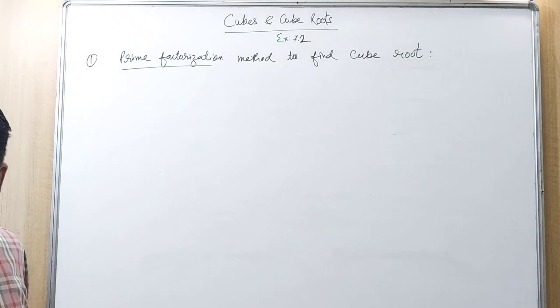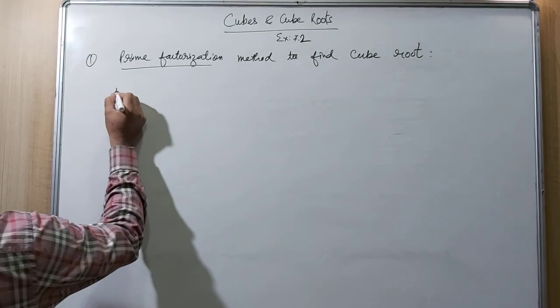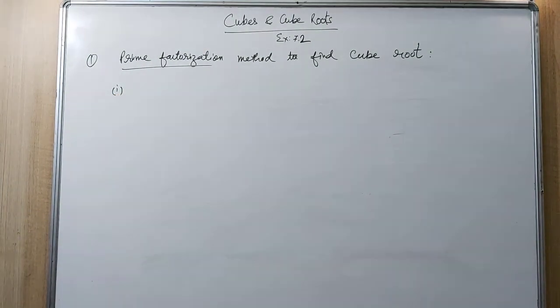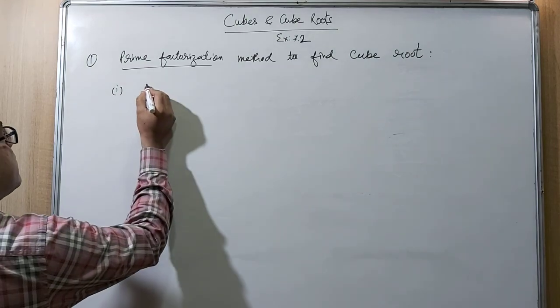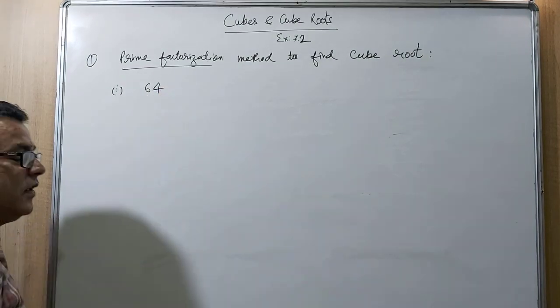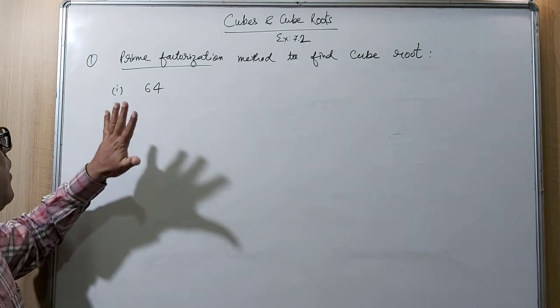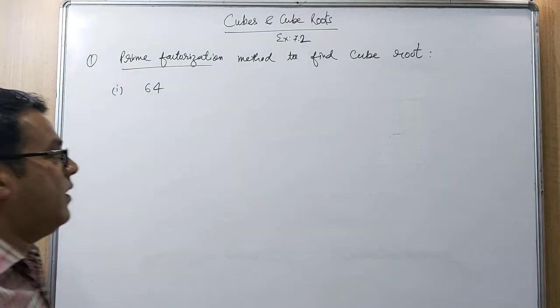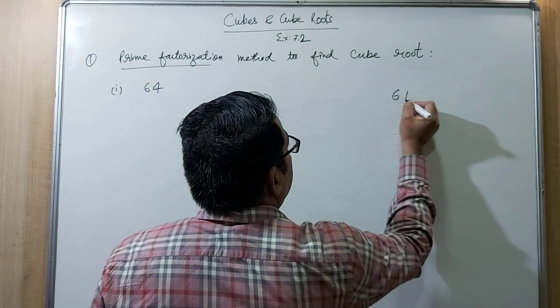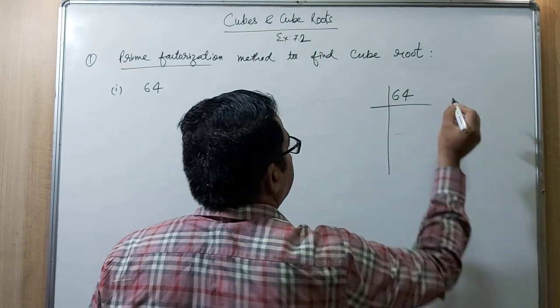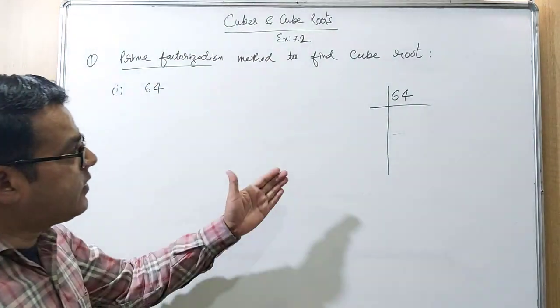This method is very simple. So one part I am discussing here. This is first part and 64 is given here. Now you have to find cube root by using prime factorization method. So how we can find? Just see here. Just take prime factors.